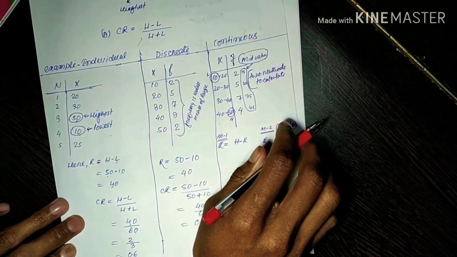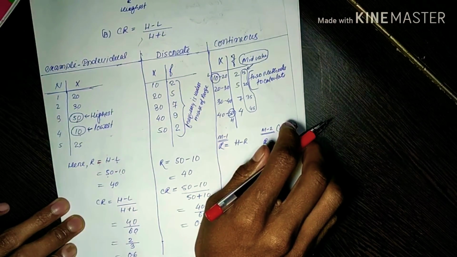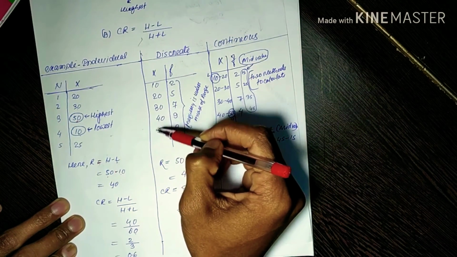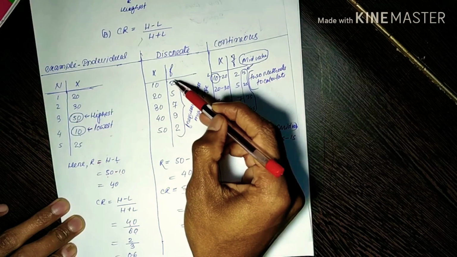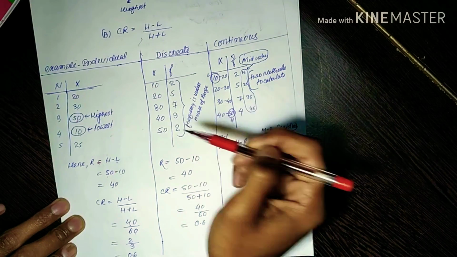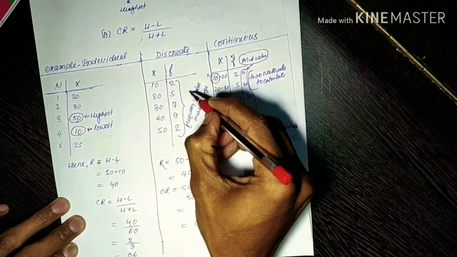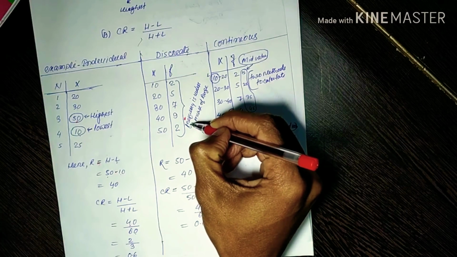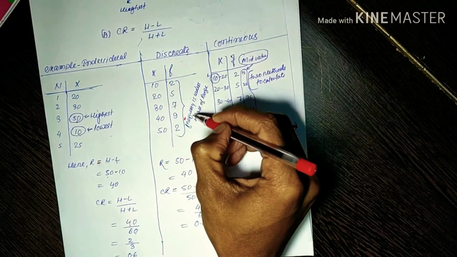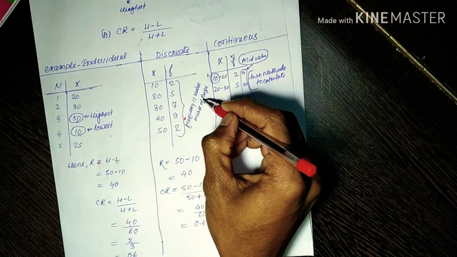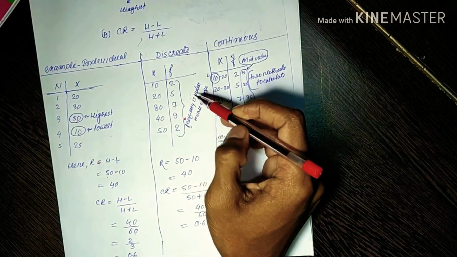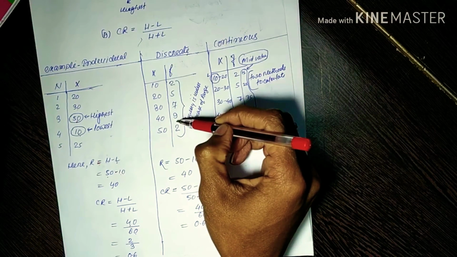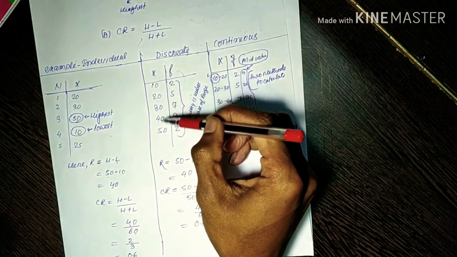Now in case of discrete series, X is given as 10, 20, 30, 40, 50, and the frequency is also given as 2, 5, 7, 9, and 2. Now the important point you have to note is that frequency is useless in case of range. Understand? In case of range, no need to think about frequency. So give up the frequency first.